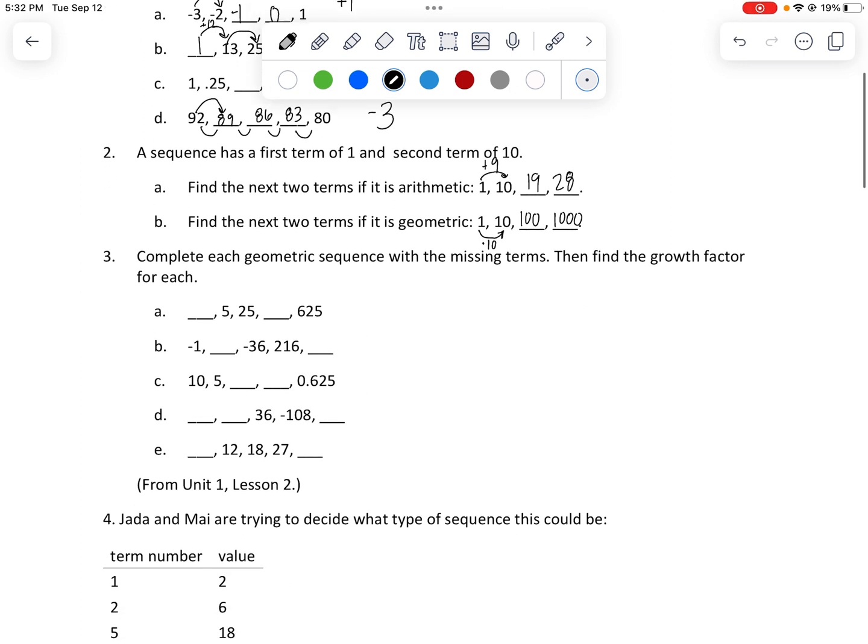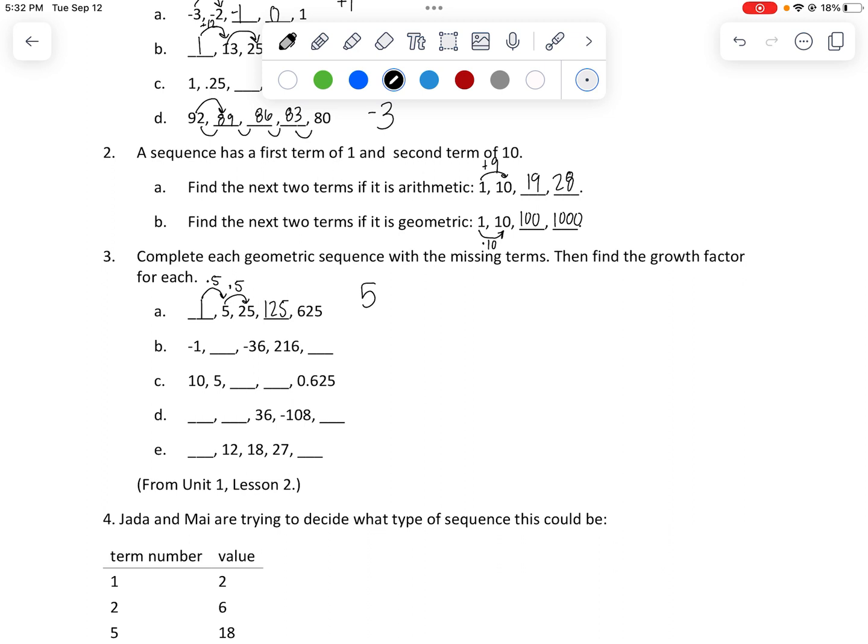Okay, for 3, these are geometric sequences. So geometric is multiplying or dividing by, or multiplying by a fraction. So stating the growth factor. So on A, to get from 5 to 25, that's multiplying by 5. So to undo that, to go backwards from 5, we'd be dividing by 5, which 5 divided by 5 is going to give us 1, because we know that 1 times 5 will give us 5. And then 25 times 5 is going to give us 125. So the growth factor is 5.